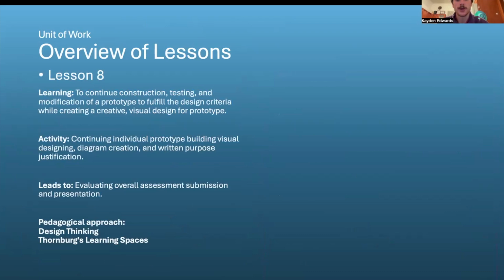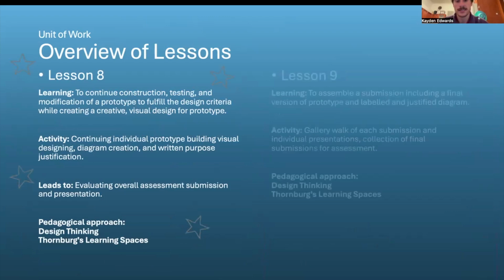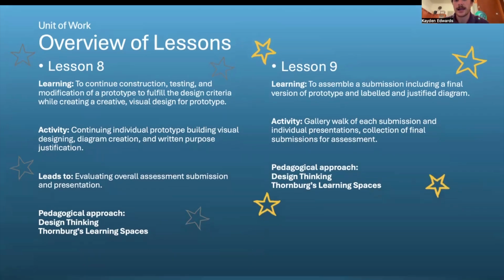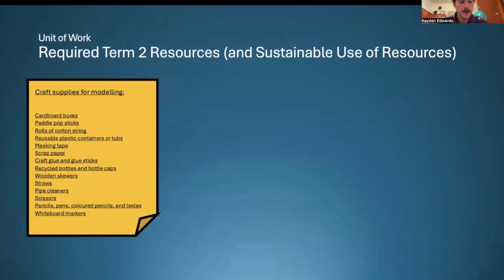Lesson 8 will be continuing construction and testing of our prototype, with the activity being continuing to create our prototype and the visual design of such. And this will lead to the evaluation with pedagogical approaches below. This is our penultimate lesson. And then lesson 9 is assembling a submission, including a final version or prototype and labeling the justified diagram. This will lead to a gallery walk of each submission.